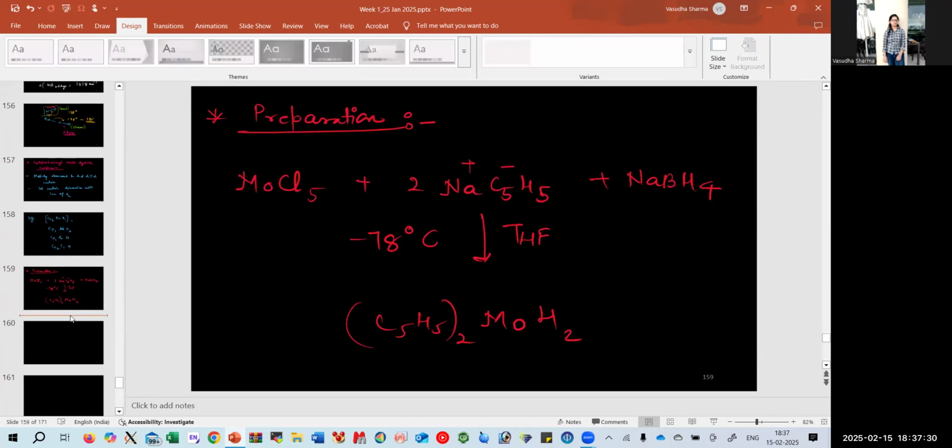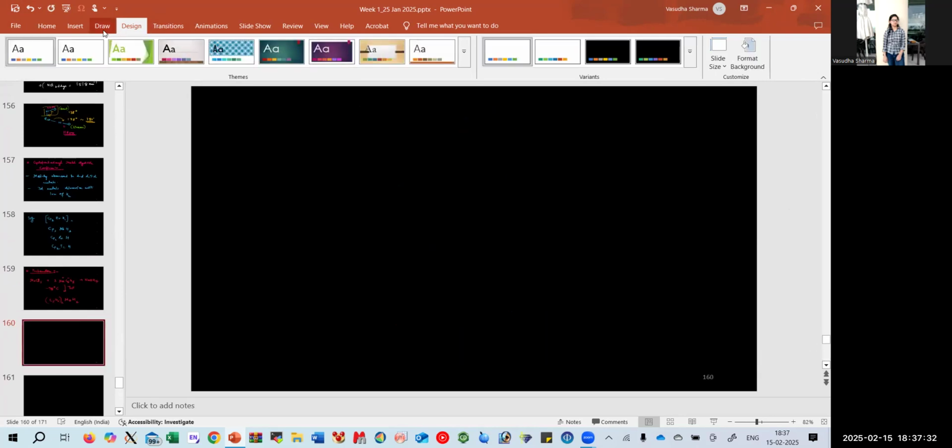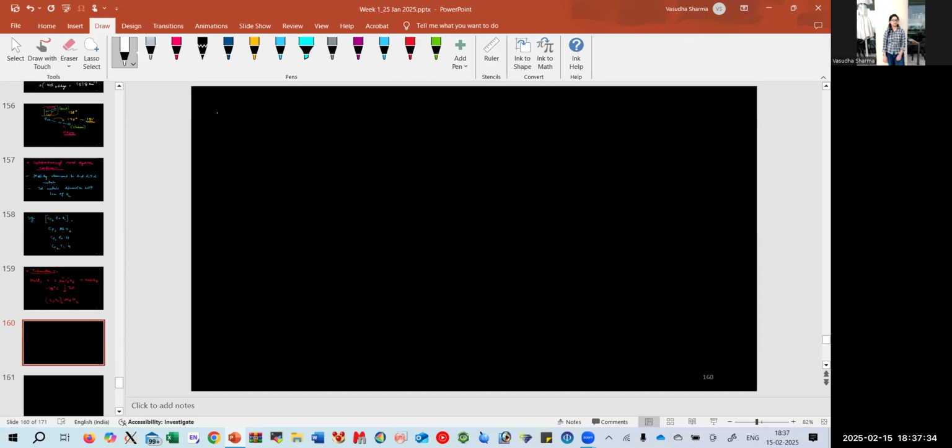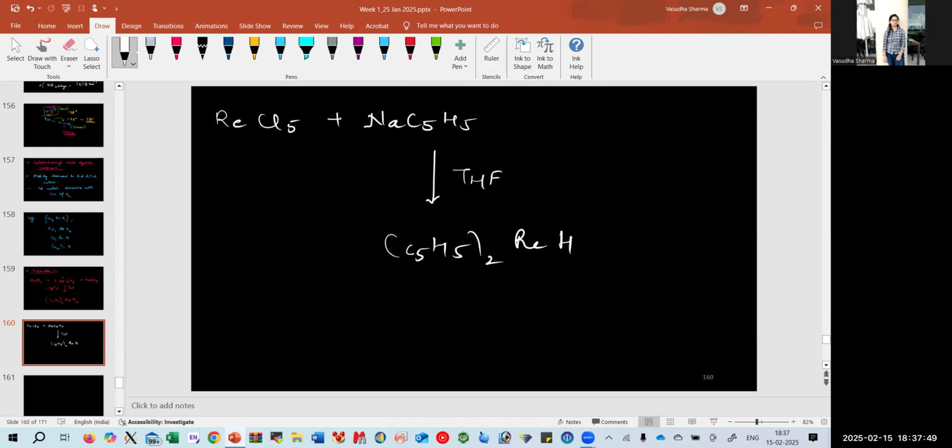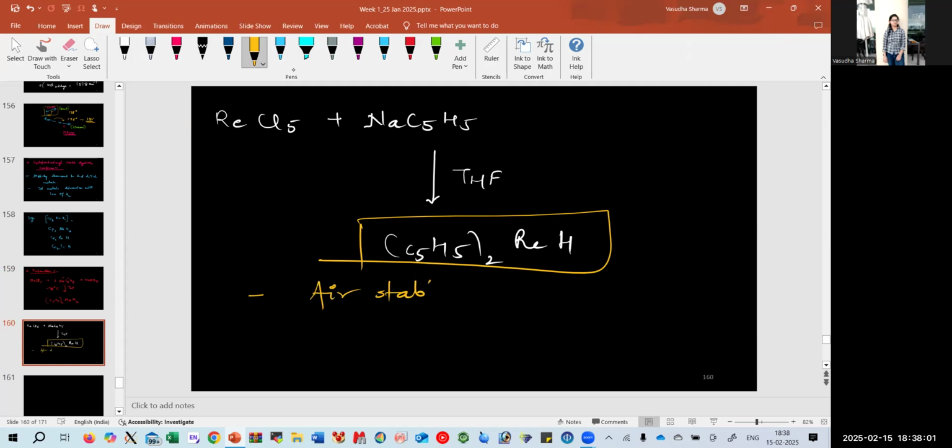Okay. So the next one that we have is, if you are treating rhenium chloride with sodium C5H5 in THF, it would easily form (C5H5)2 rhenium hydride. This particular complex has certain very important features to be highlighted: it is an air stable complex and it's diamagnetic in nature.